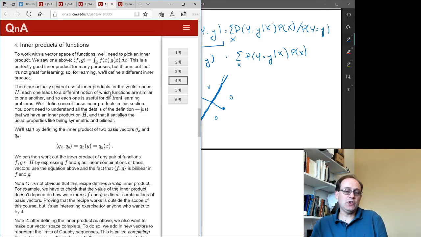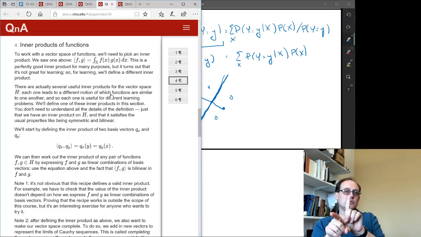And so we could use that one, but I'm going to take this opportunity to introduce another one that happens to be pretty useful for machine learning. And remember that there are infinitely many different inner products that we could introduce on this space. And essentially the difference between them, it's going to change the geometry of the space, right?